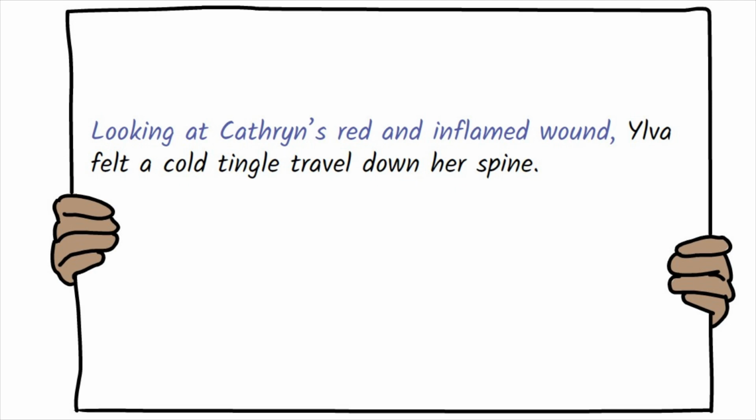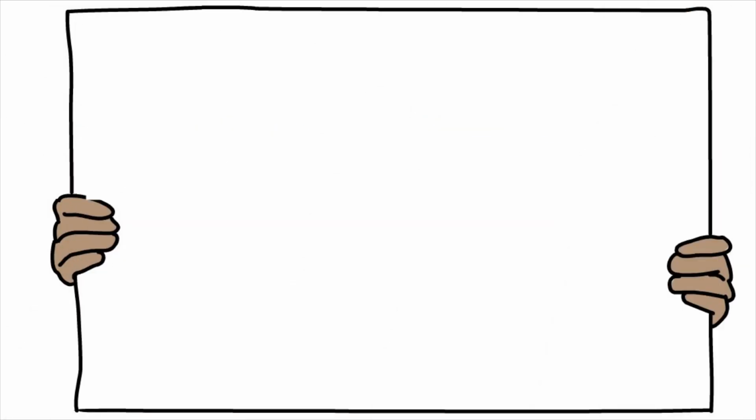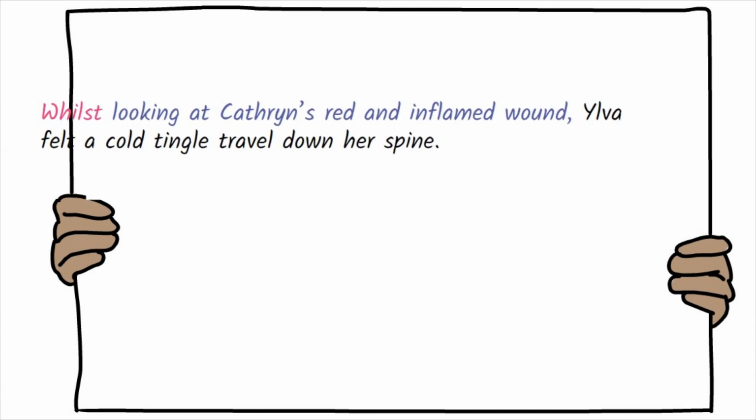Now let's move on to learning about subordinating conjunctions. A subordinating conjunction is a word or a phrase which joins a subordinate clause to a main clause. It's a conjunction, a linking word. Now let's add a subordinating conjunction to the sentence we've just looked at.